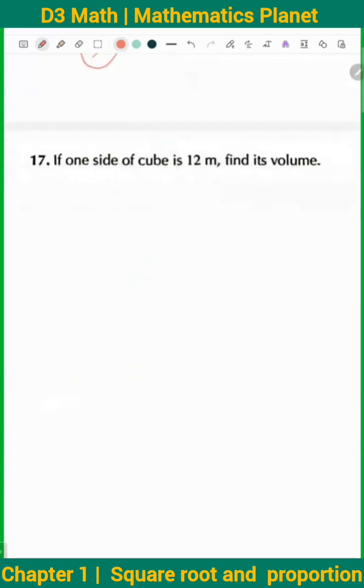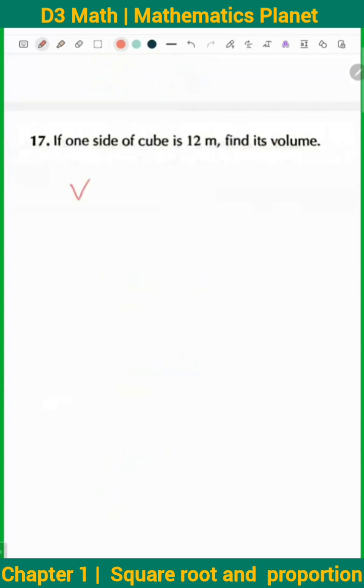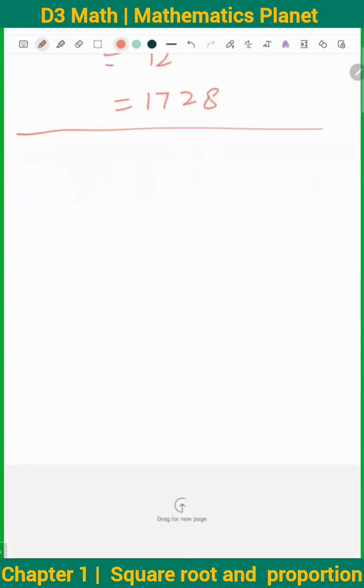If one side of the cube is 12 meters, find the volume. So volume is equal to length times length times length. So it should be 12 cube. So what you will get? 1728. We're done with this exercise.